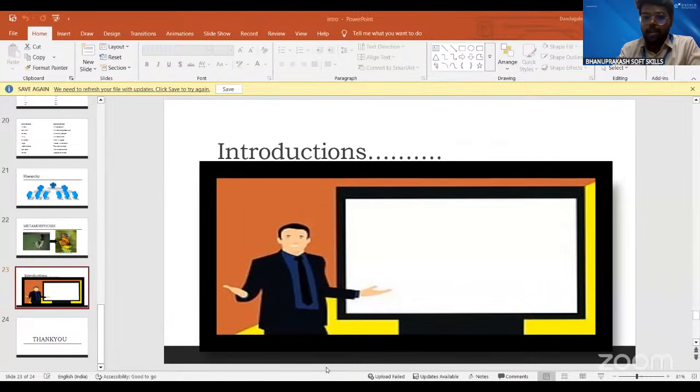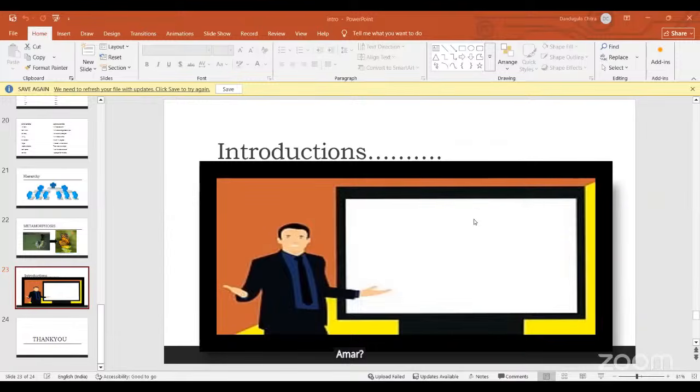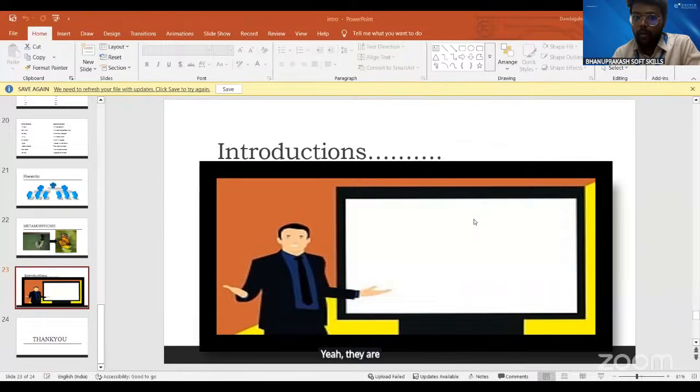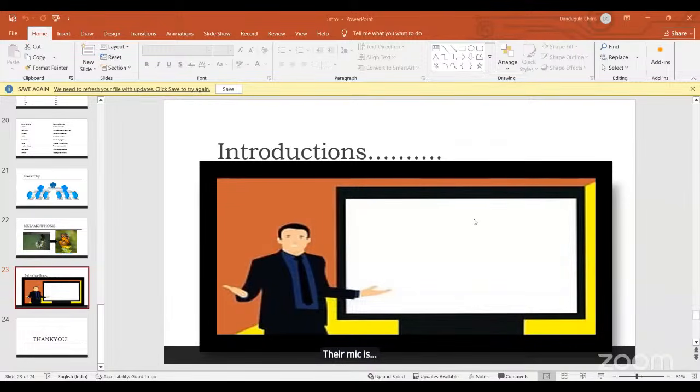Like Amar, is there anything we need to do on their mic? They are saying my mic is muted, sir. Host needs to allow. Yes, they are saying the host needs to allow. Their mic is muted. We can't give them unmute access because the crowd is huge, no? If we give them the access, they will be disturbing in between.